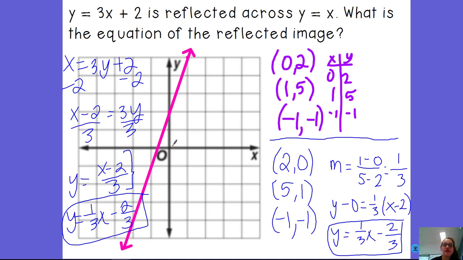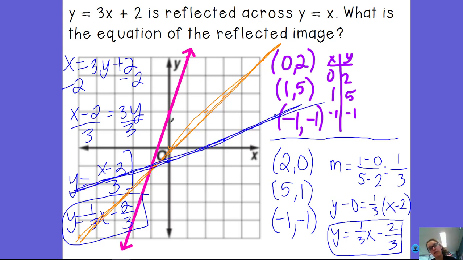So what is this visually going to look like? If we're reflecting across the line y equals x, remember that has a y-intercept of 0 and a slope of 1. So this orange line is the line y equals x. If I'm going to reflect this pink line across this orange line, my new y-intercept is negative 2/3, which is right here. And then my slope is up 1 over 3. This is just sort of a guess, but here's the blue line.